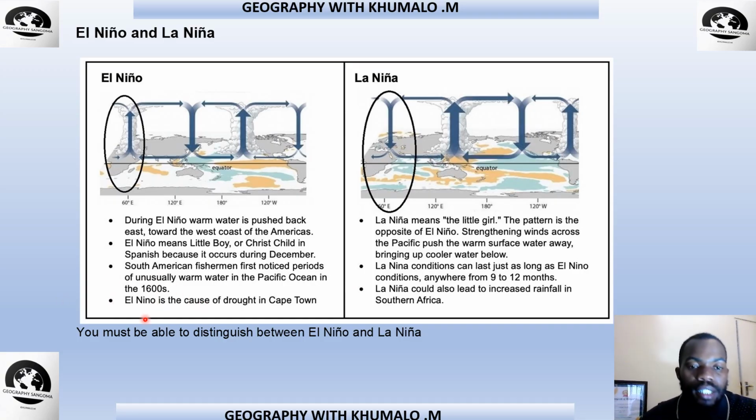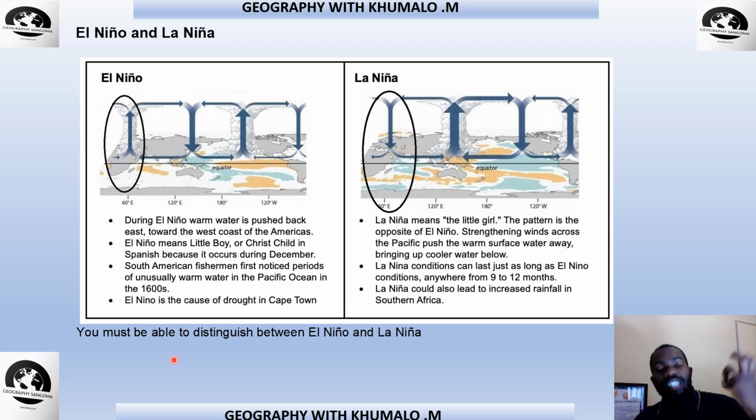El Nino is the cause of drought in Cape Town. So El Nino will give us what? Droughts. Let's see what La Nina is going to do. If El Nino is causing us drought, therefore La Nina must create different weather phenomena.